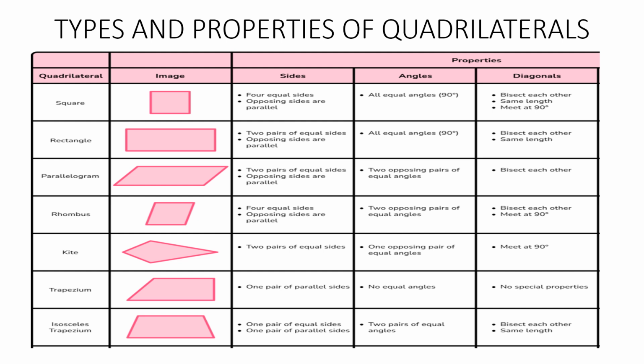Then you have kite, two pairs of equal sides, one opposing pair of equal angles. Only one pair of opposite angles are equal. Diagonals meet at right angle. Trapezium. One pair of parallel sides, no equal angles, no special properties for diagonals right now. Isosceles trapezium. It is a type of trapezium in which one pair of equal sides and one pair of parallel sides. So the non-parallel sides are equal. Angles for isosceles trapezium, two pairs of equal angles and diagonals bisect each other and are of same length.